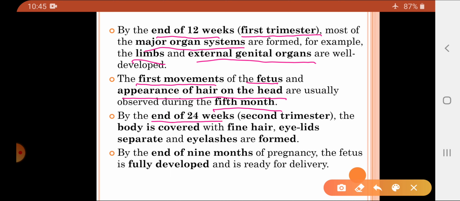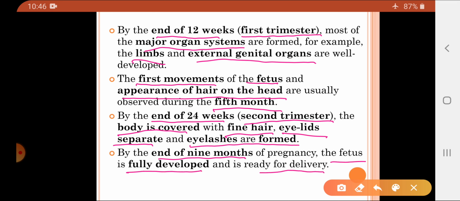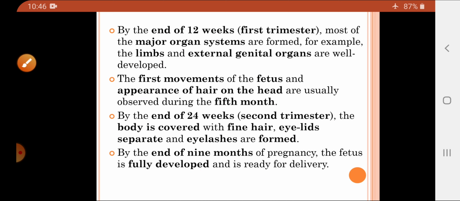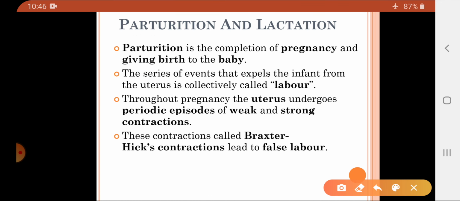By the end of 24 weeks, or you can say by the end of the 2nd trimester, the body is covered with fine hair, eyelids get separated and eyelashes will be formed. And by the end of 9 months, the fetus gets fully developed and it is ready for delivery. So that is regarding the changes occurring within the embryo during the 9 months. So that was regarding the embryonic development and pregnancy.